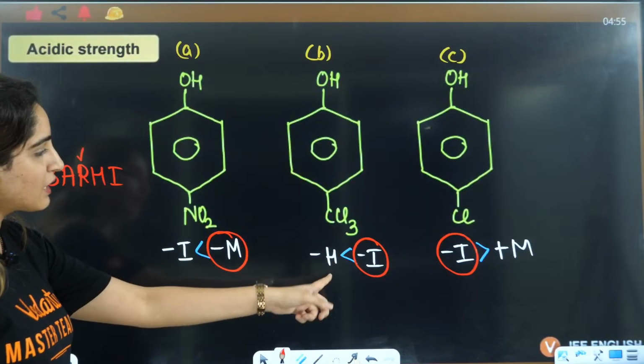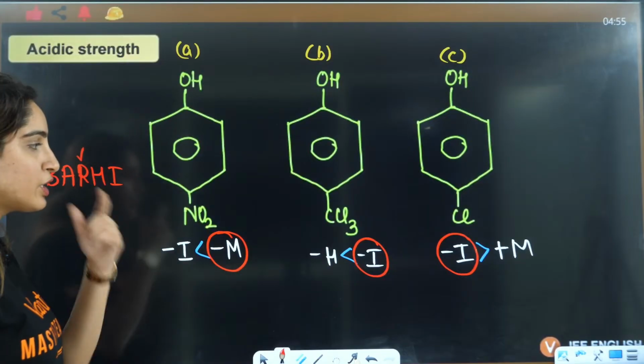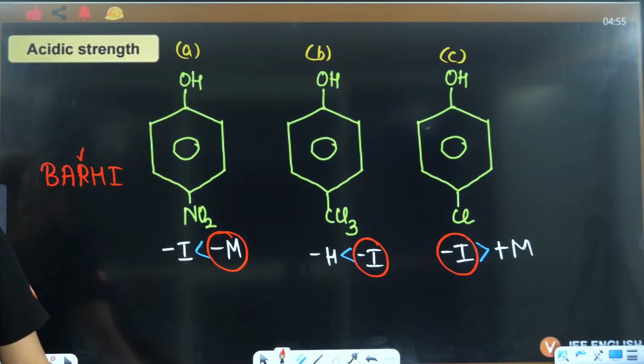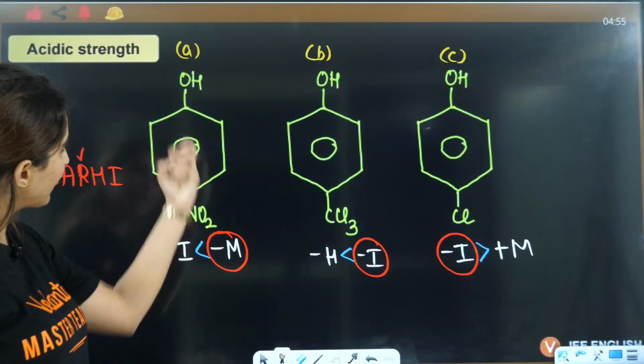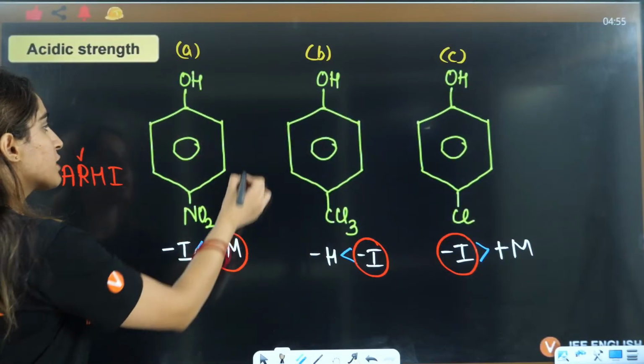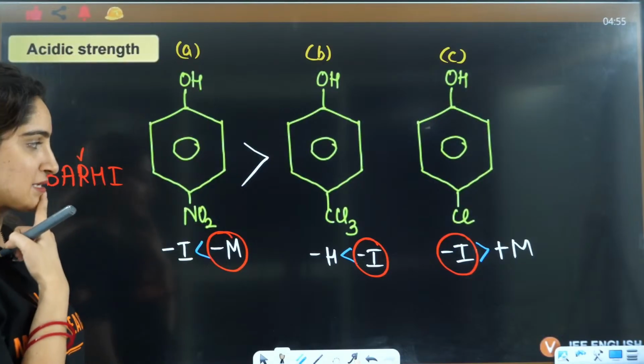Then out of these two you have inductive, and here you have minus I it is showing now. So if you talk about here, you will have negative. From negative, when you take out the electron, that is a very good thing. That means this will be maximum acidity.